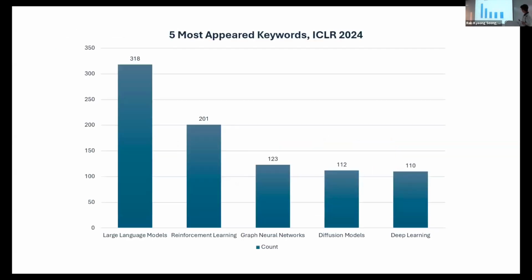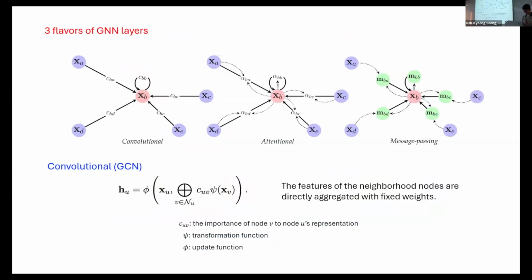So here is the chart for the 5 most appeared keywords in ICLR, the International Conference on Learning Representations. I think it is one of the hottest conferences in the machine learning area. As you can see, reinforcement learning and graph neural networks still remain hot topics, even as large language models such as ChatGPT dominate all the spotlight. So we will apply these 2 keywords, RL and graph neural networks, to realize 3 manifolds.